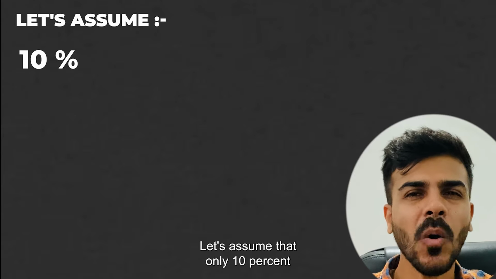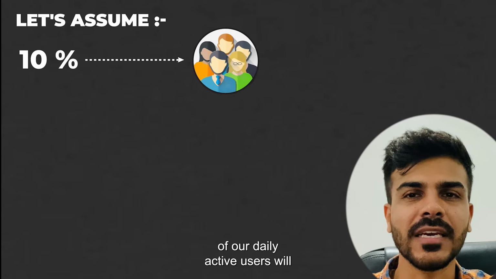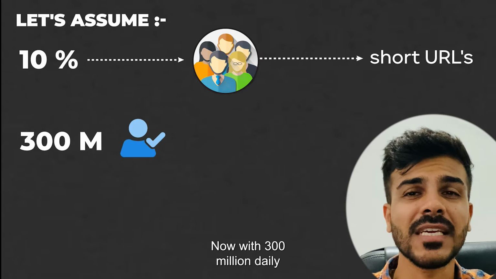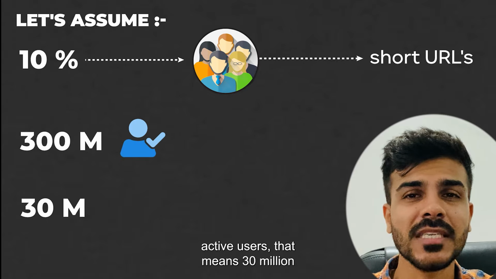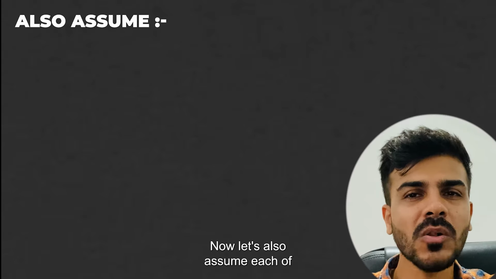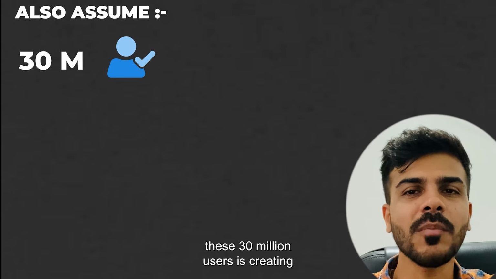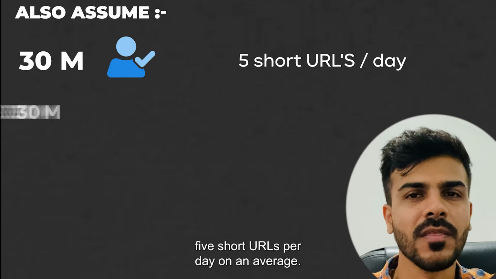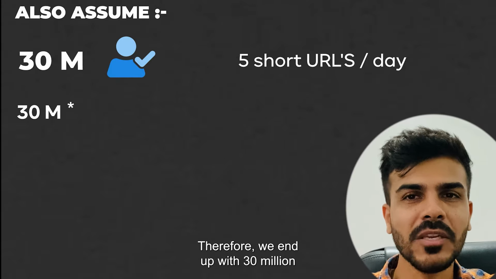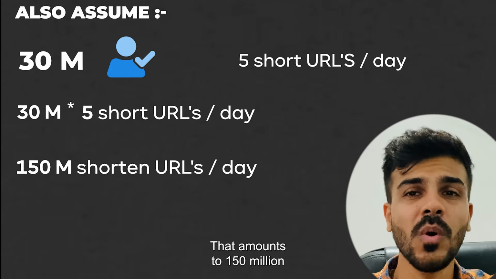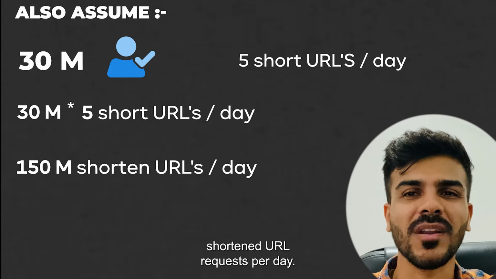Let's assume that only 10% of our daily active users will create short URLs. With 300 million daily active users, that means 30 million users are creating short URLs daily. Let's also assume each of these 30 million users is creating 5 short URLs per day on average. Therefore, we end up with 30 million users multiplied by 5 short URL requests per day. That amounts to 150 million shortened URL requests per day.